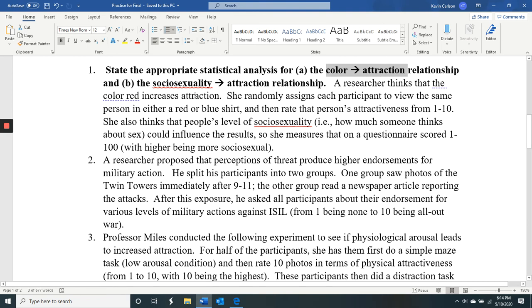And then we have the relationship between sociosexuality and attraction. So we need to figure out how sociosexuality is measured. So sociosexuality is a PV. We don't have to actually say that, but it's useful to know because we're not manipulating that. And it's 1 through 100. So this looks like it's an interval level scale. So sociosexuality is interval.